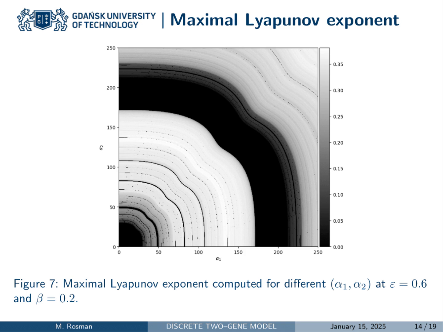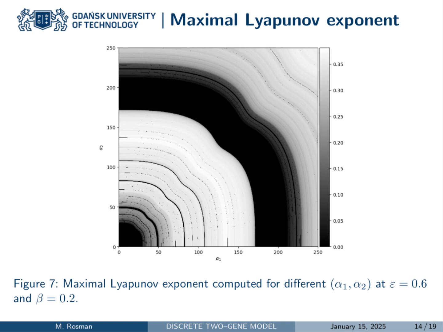To identify chaos, we have been relying on Lyapunov exponents. Lyapunov exponents are numbers which help quantify chaos. Positive Lyapunov exponents mean chaotic behavior is present in the system, while negative indicate the existence of a stable orbit or a fixed point attractor. This figure presents the values of the maximal Lyapunov exponent for different combinations of alpha1 and alpha2. We can see alternating bands of chaotic and stable behavior.